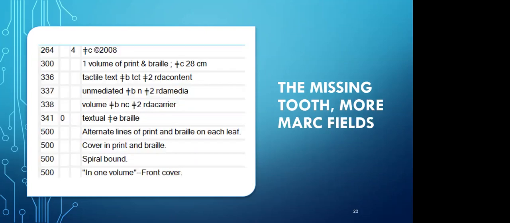Okay, here are some more MARC fields for The Missing Tooth. So we've got MARC fields 264, this is the second 264 field, through the 500. And notice that the first note describes the alternate lines of print and Braille in each line. And I also added the 341 accessibility content and all the 5XX fields, which are the note fields.